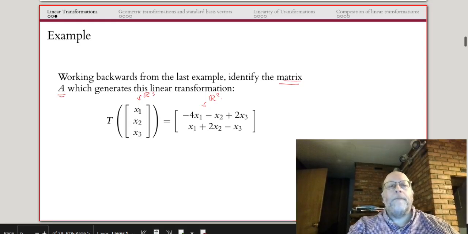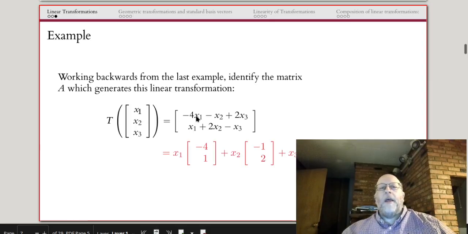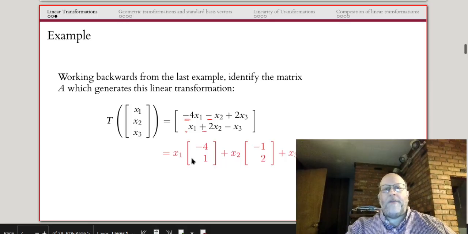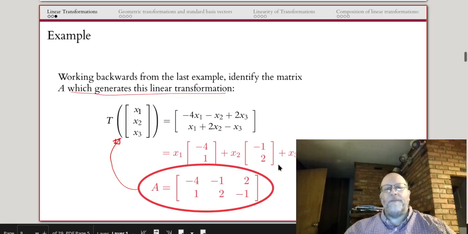All right. So here's the solution. If I look at what is multiplied by x1, x1 gets multiplied by -4 and 1. x2 gets multiplied by -1 and +2. And x3 gets multiplied by 2 and -1. And so if I take these vectors and combine them into the matrix -4, -1, 2, 1, 2, 1, this matrix A creates this linear transformation. So this is the matrix which generates the linear transformation.